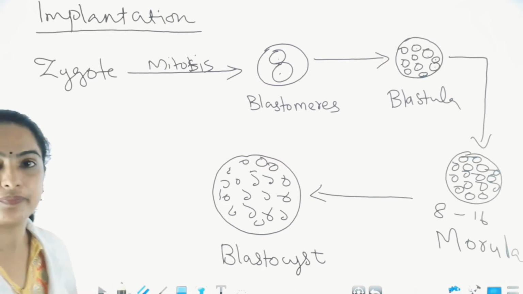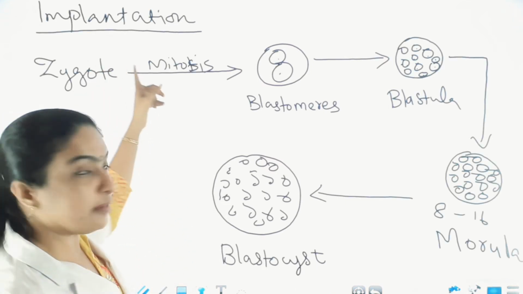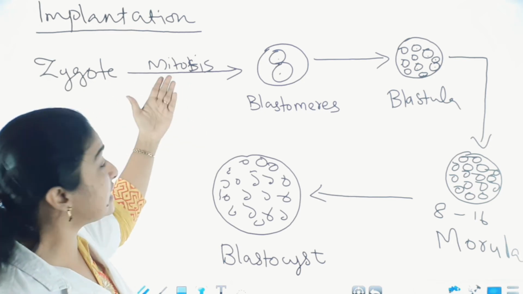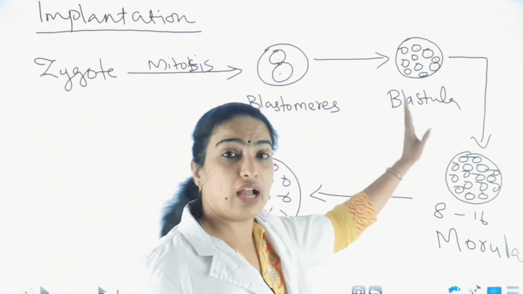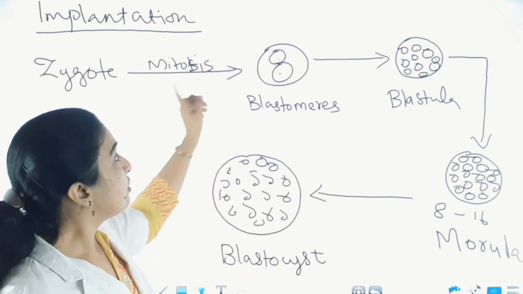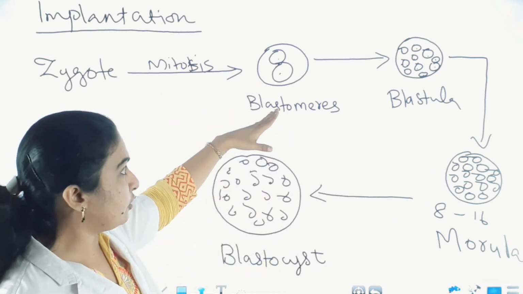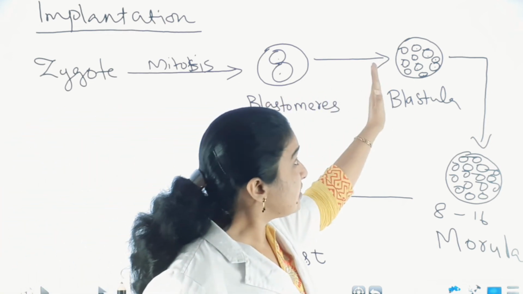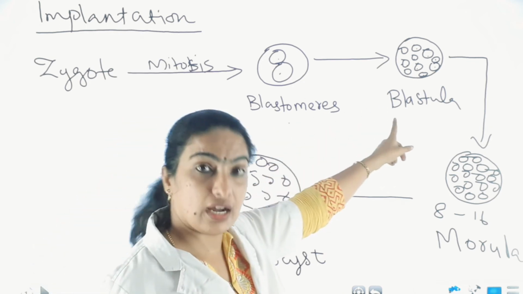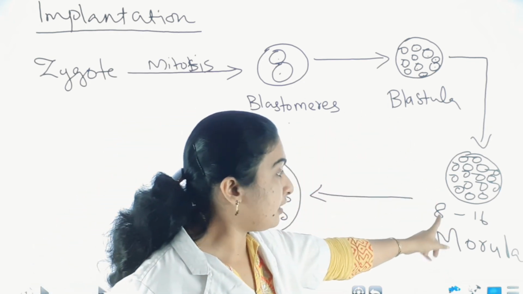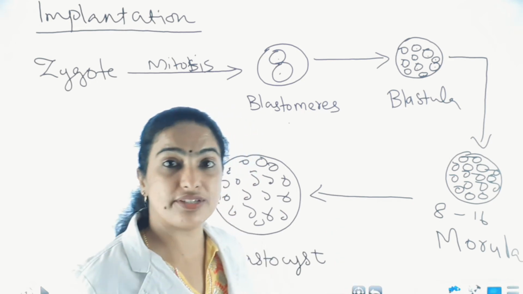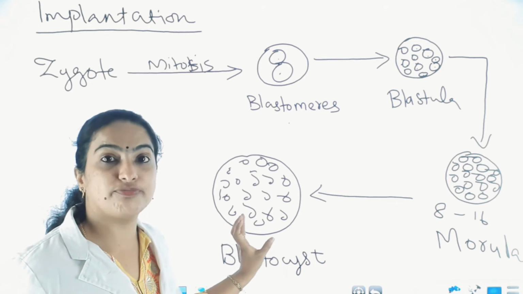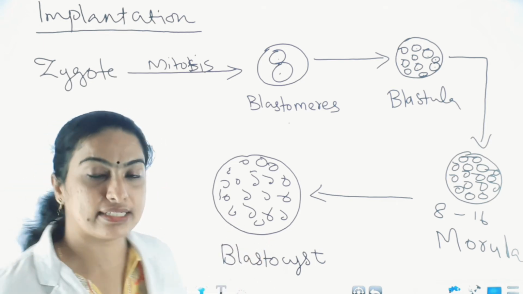Is it clear? So, before implantation, the zygote undergoes repeated mitotic division to form 2, 4, 8, 16 cells like that. The embryo with two blastomeres, or two daughter cells, is the two-cell stage, and the embryo with several blastomeres is known as the blastula. The embryo with 8 to 16 blastomeres is the morula stage, and the embryo with a large mass of blastomeres is the blastocyst stage.